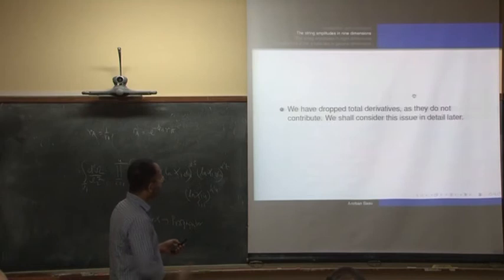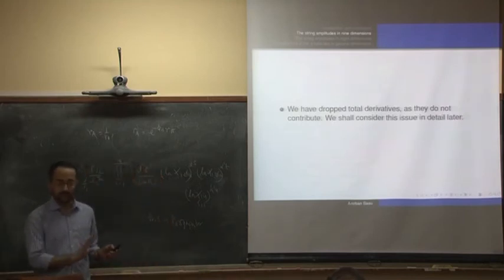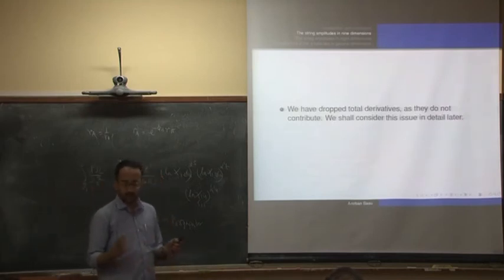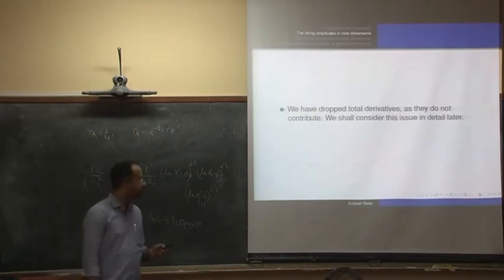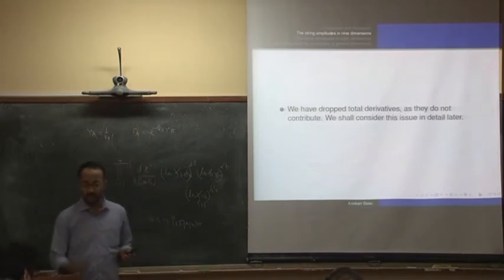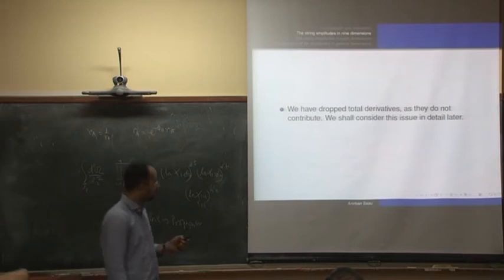Okay. So we have boundary total derivatives. I'll come back to that in great detail because those will be the infrared divergences in string theory. And those are actually dimension dependent. They don't exist in all dimensions.